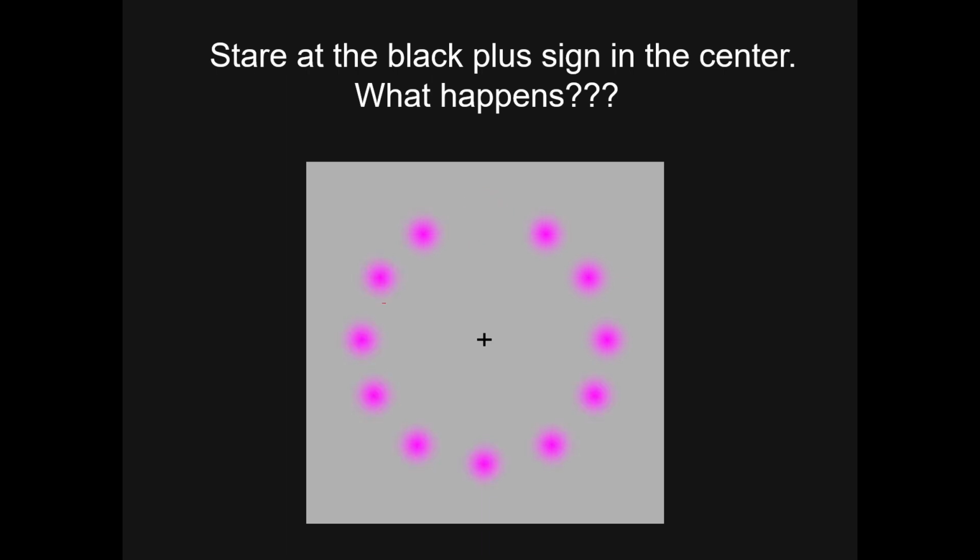So let's stare at the plus sign in the center for a second. And if you see, after a few seconds, the dot that appears to be moving around the outside changes in color to a light green.